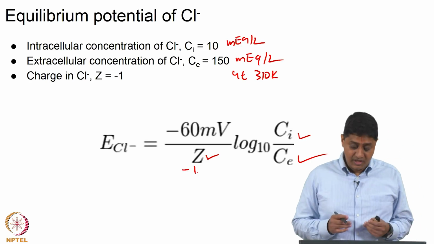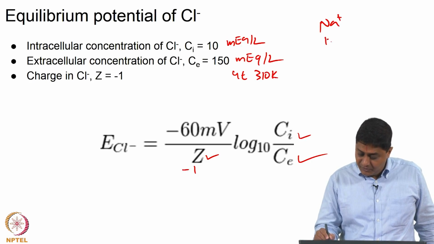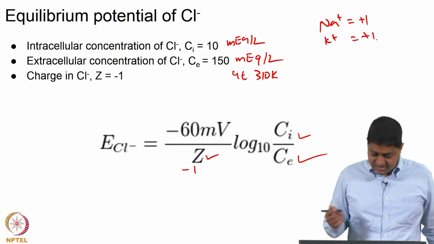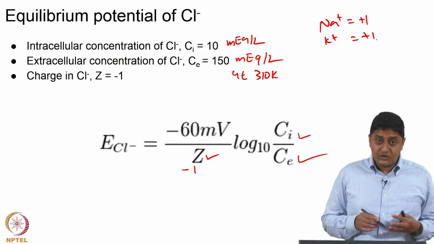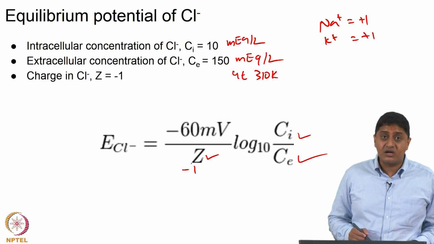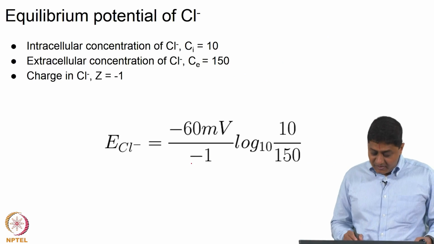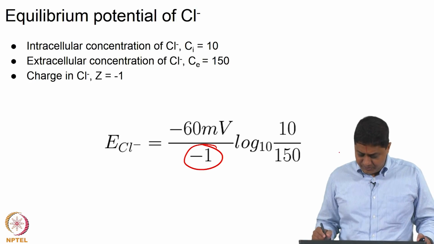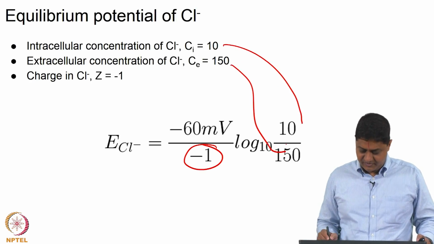So, this is crucial. When it comes to sodium and potassium, since Z is plus 1, we did not really care to substitute that because anything divided by plus 1 is the same. However, when it is chloride, it is important for you to substitute this as minus 1, not as 1, because then the answer will be very different, right. So, I am substituting minus 1 and proceeding to solve this problem. I am substituting 10 there and 150 there, right.